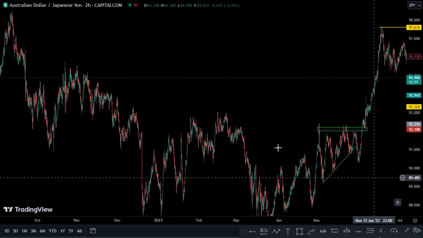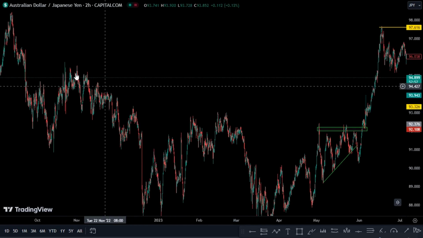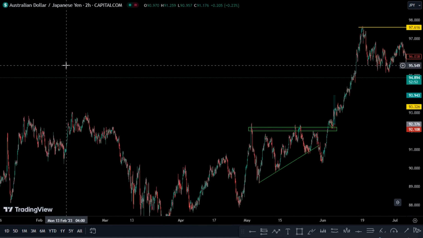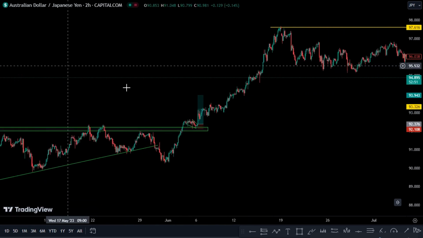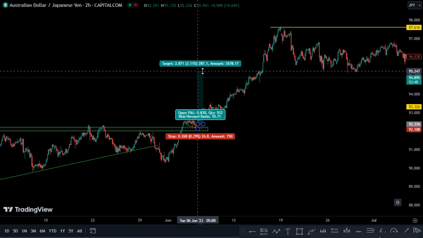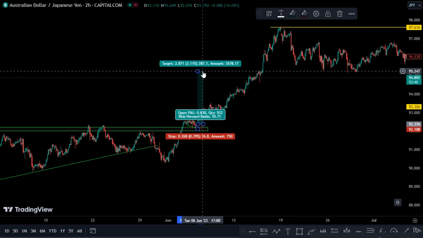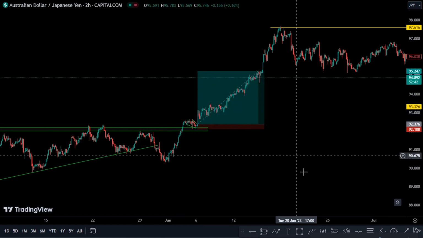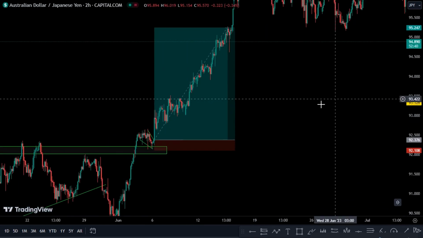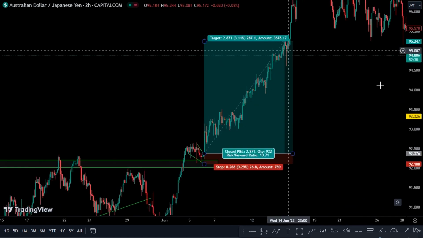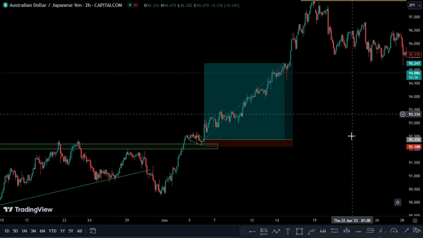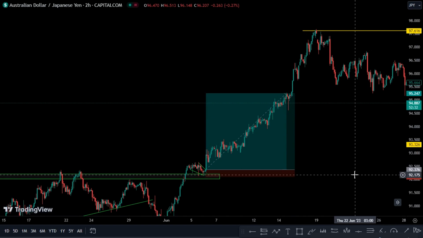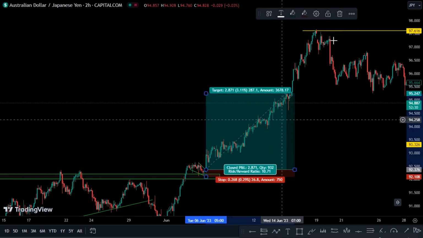Okay, so our next significant structure was around this area right here. So that is where we would have had our first take profit. And then as you can see, the market simply cruises after this movement all the way to this swing high right there. Okay, so that is example number one.